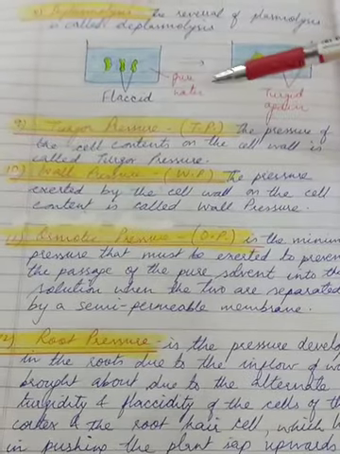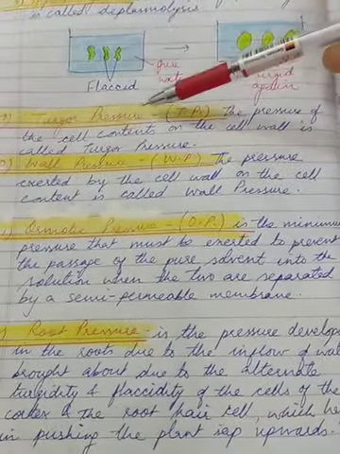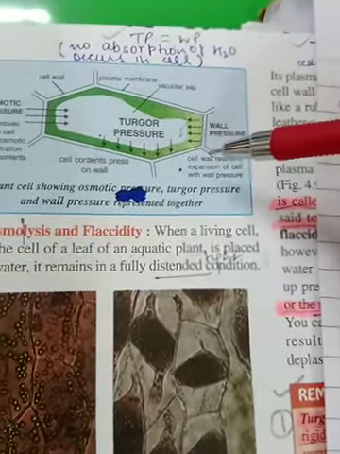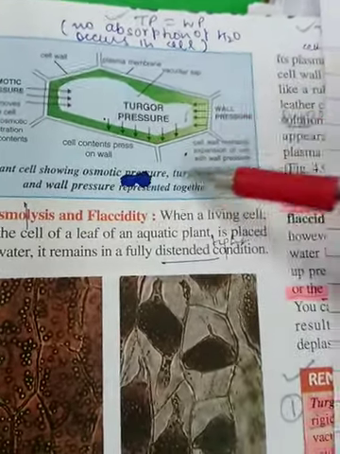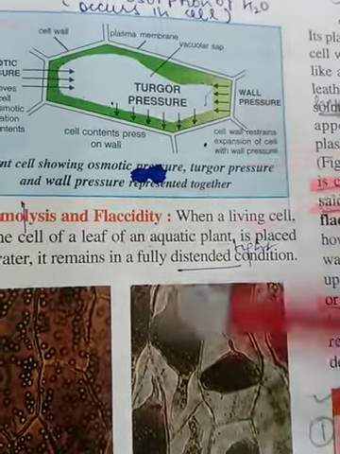Moving further, we have three types of pressure to understand. Turgor pressure we call as TP. The pressure of the cell contents on the cell wall is called Turgor pressure. Look at this, a fully distended condition. TP, look at the arrow, is the pressure of the cell contents on the cell wall. So the arrow is facing towards the wall.